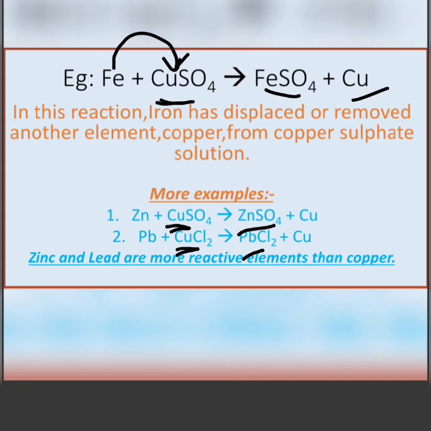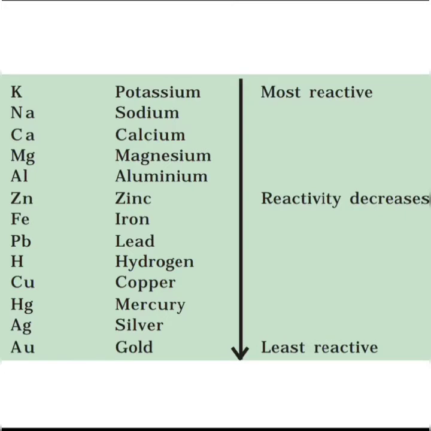So how are we going to know whether this metal is more reactive than another element? We can know this with the help of the reactivity series, and about this series you are going to study in detail in chapter number 3. Now this is the activity series of metals. About this series you will study further in chapter number 3. I just want to show you this.